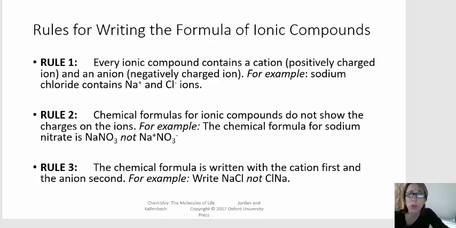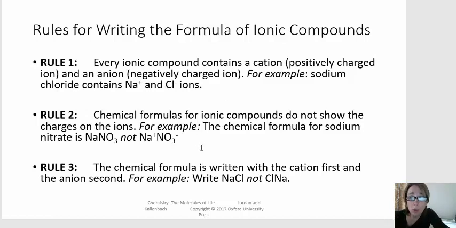So let's look at the rules for writing the formula of ionic compounds. First, every single ionic compound has a positively charged ion or cation and a negatively charged ion or anion. That's because ionic compounds are held together by the attraction of the positive and the negative ion. So they have to have both.